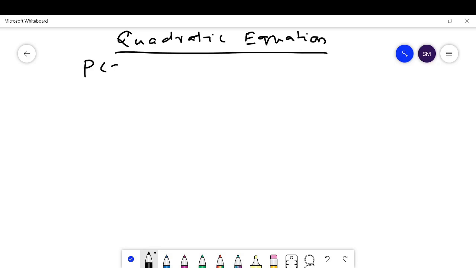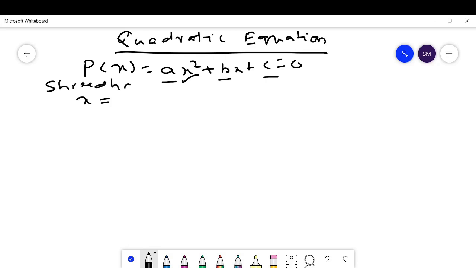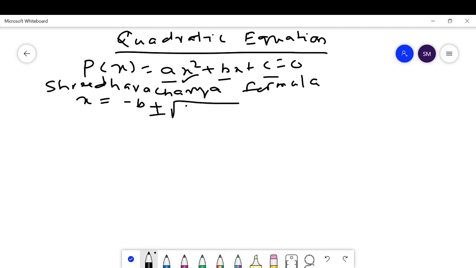The general form of a quadratic equation is ax square plus bx plus c is equal to 0. Here a is the coefficient of x square, b is the coefficient of x and c is the constant. Then the Sridharacharya formula says that x is equal to minus b plus or minus square root of b square minus 4ac, upon 2a.